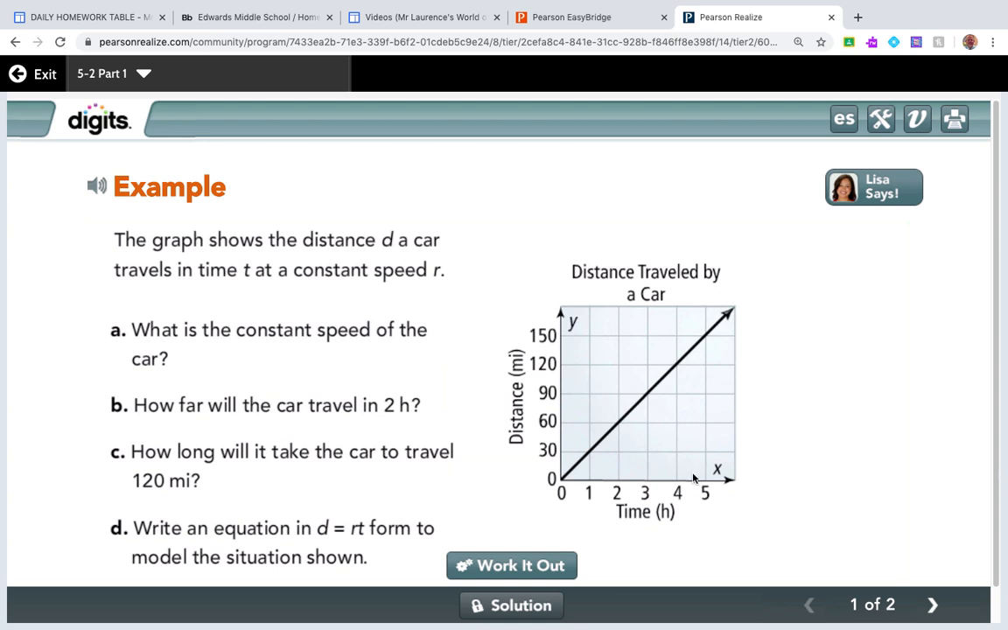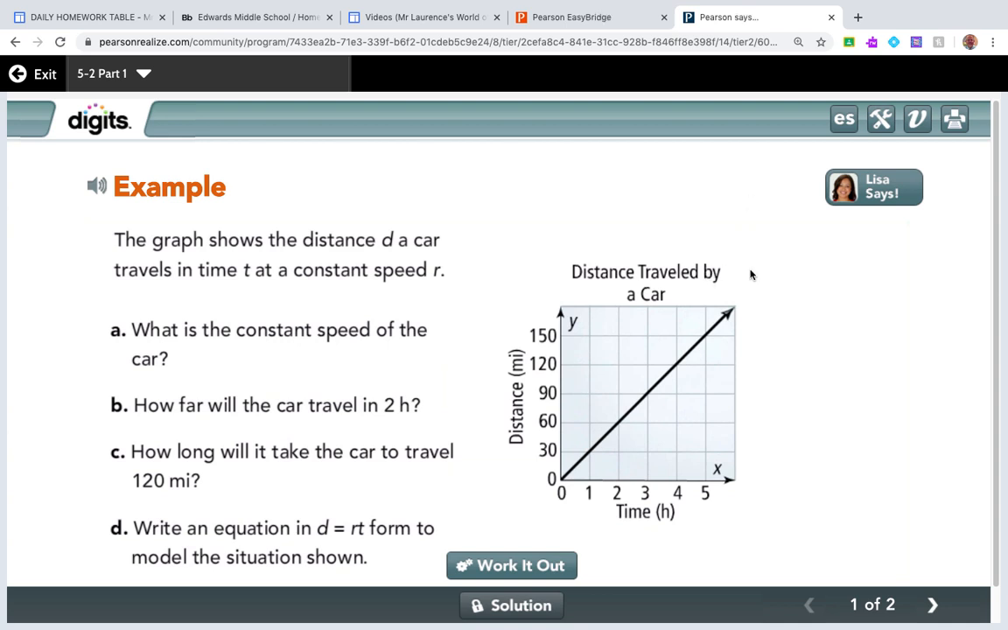Now this graph, some of you look at it and go, I don't know, it's just a line. No, it's not. This tells me a whole bunch of information. It says, what is the constant speed of the car? I know just by looking at this graph. First thing I want to do is find 2 points.